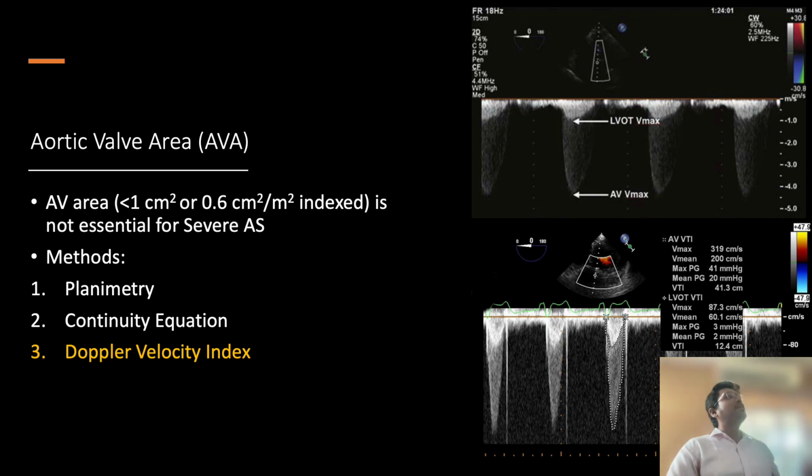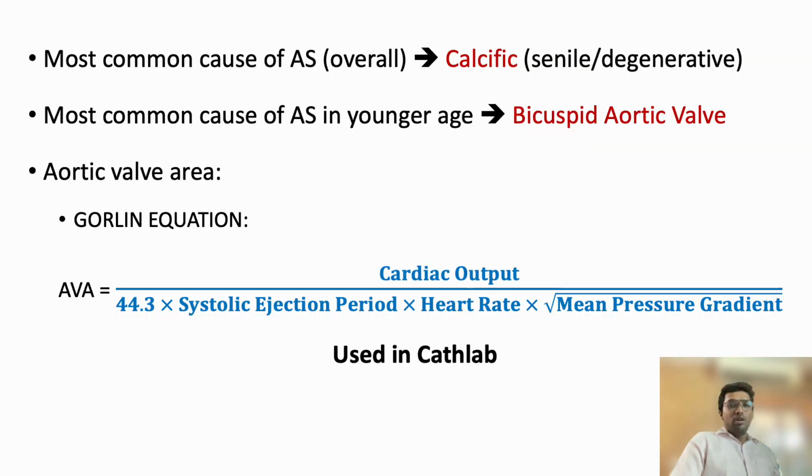So both the methods we can take. By this method, if the value is less than 0.25, it is a severe AS. The most common cause of AS overall is calcific, senile or degenerative, and if a younger age is mentioned in the question, then you can write bicuspid aortic valve is the most common cause.